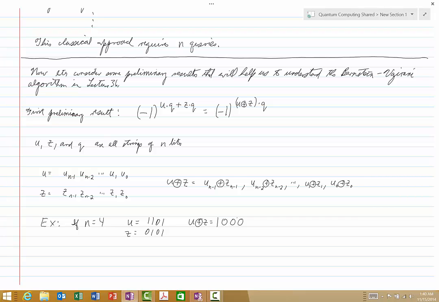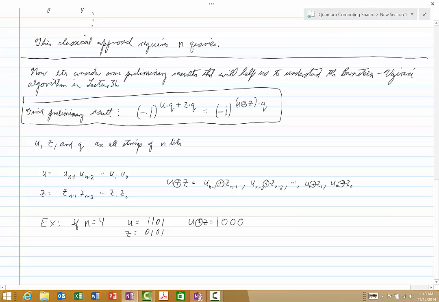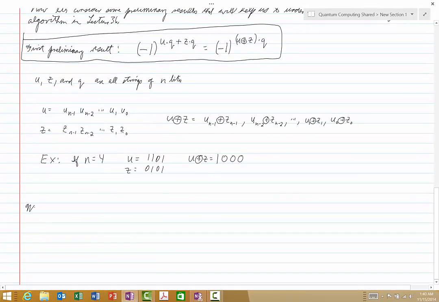So now that we understand the notation, let's get back to this first preliminary result right here and try to understand why it is true. Why is it true to say -1 to the U dot Q plus Z dot Q is equal to -1 to the U exclusive or Z dot Q? That's our question.